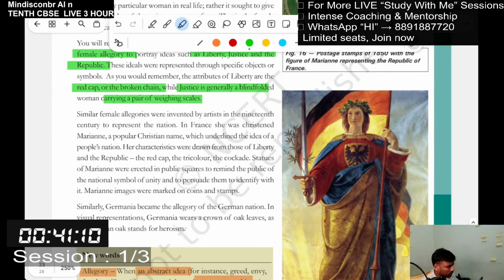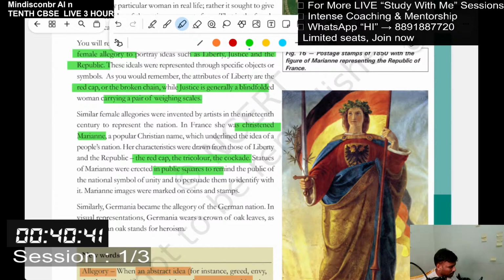Similar female allegories were invented by artists in the 19th century to represent the nation. In France, she was christened Marianne, a popular Christian name, which underlined the idea of a people's nation. Her characteristics were drawn from those of liberty and the republic: the red cap, tricolor, cockade. Statues of Marianne were erected in public squares to remind the public of the national symbol of unity and to persuade them to identify with it. Marianne images were marked on coins and stamps.